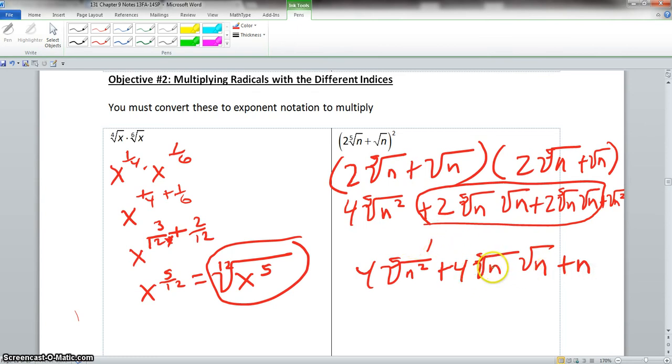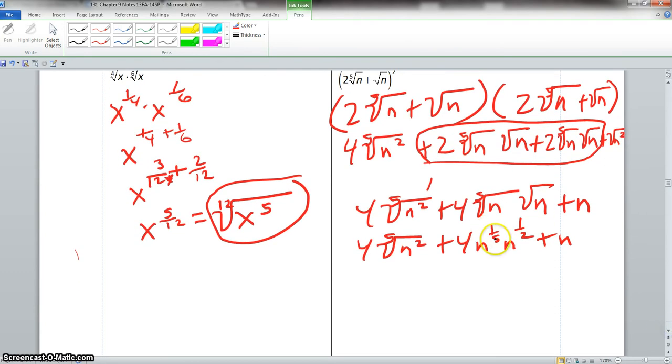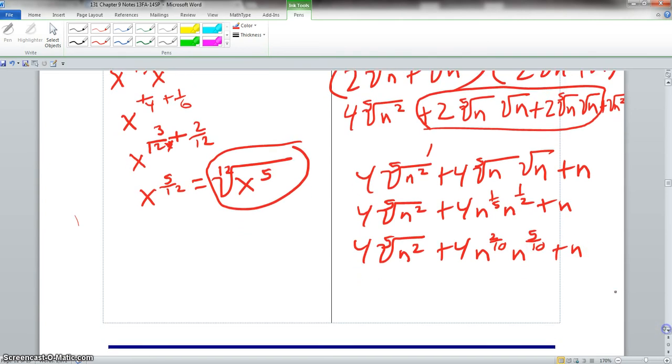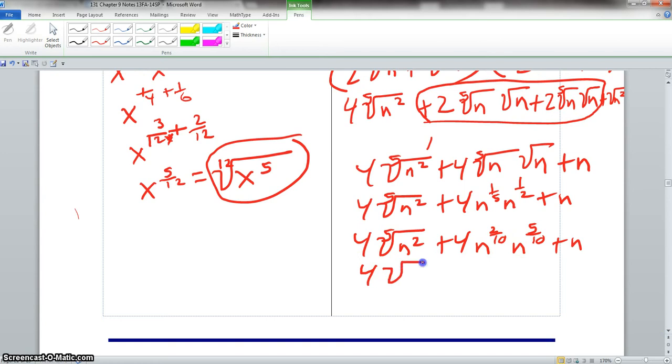Now, the next thing we need to do is this here. We know we're going to have to combine these two values. So we will have 4 the fifth root of n squared plus 4. This would be n to the 1/5 times n to the 1/2 plus n. Now we know the common denominator of 5 and 2 is 10. So let me write this again. So this would be 4 times n to the 2 tenths, and then n to the 5 tenths plus n. Now we know 2 tenths plus 5 tenths is 7 tenths. So it would be 4n to the 7 tenths power plus n.